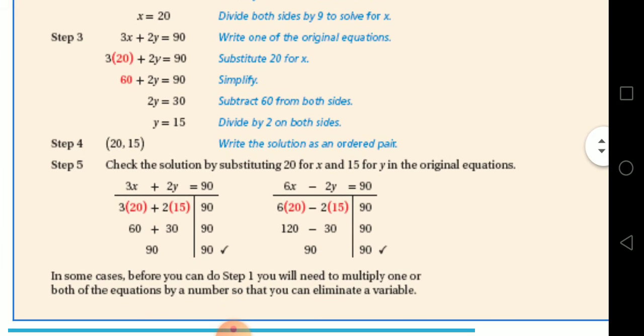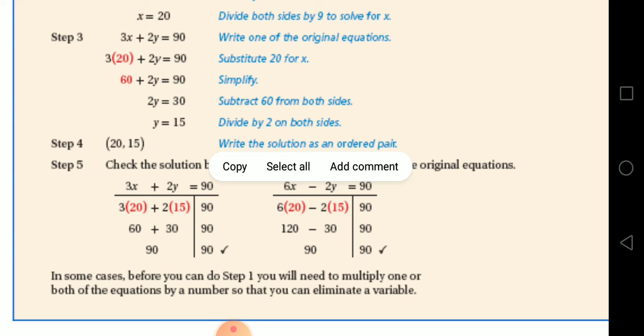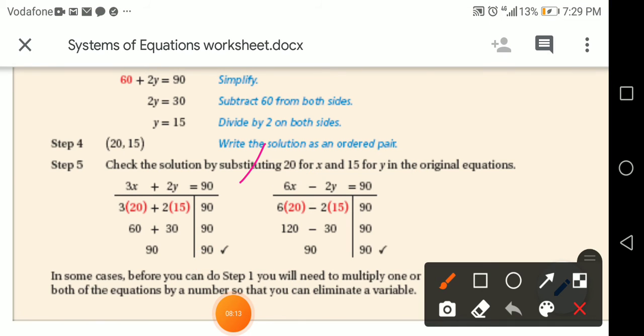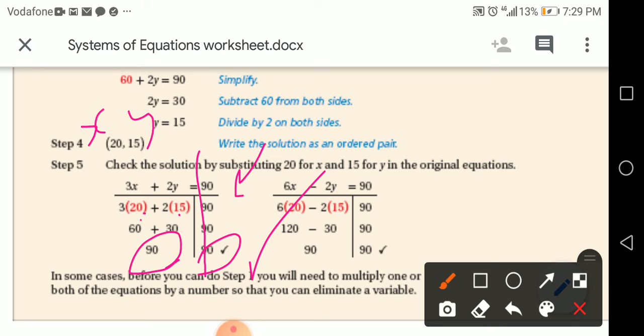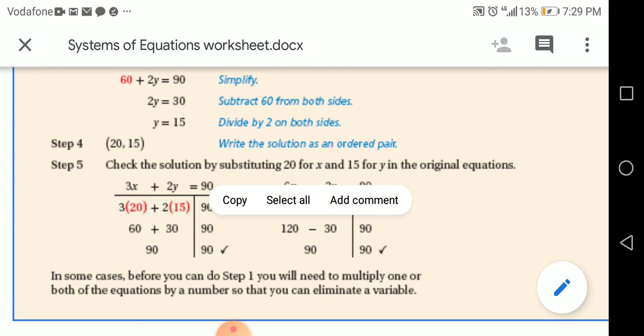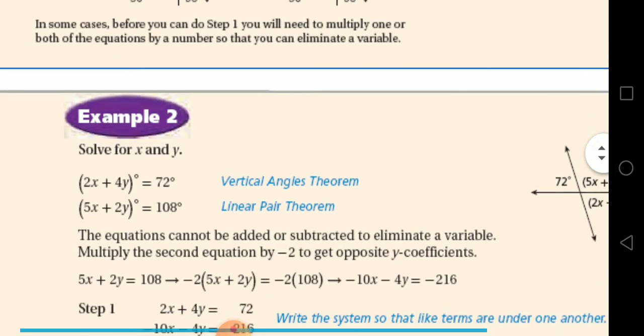So to check, I write the equation, 3x plus 2y equals 90. Then I substitute my values for x and for y: 3 times 20 plus 2 times 15. The answer here is 90, and the answer in the equation is 90. So my answer is right. Okay, guys, I also checked the other equation, and it gives me the same answer, so my solution is right.